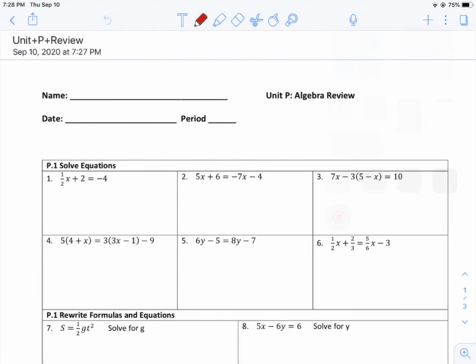All right, guys, welcome. This is going to be the Unit P review key. Since this is our first one, I'm not going to be teaching the stuff to you on this.